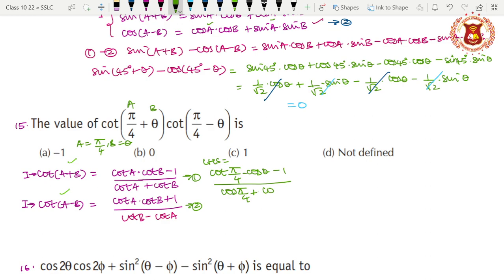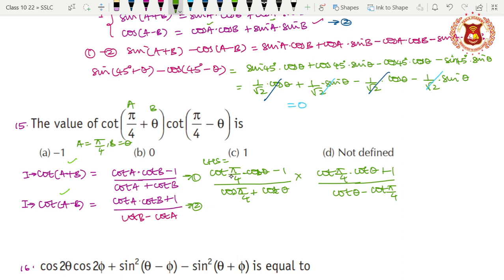plus cot theta. I wrote cos here, it is cot here. Cot theta into cot of a, which is again cot of pi by 4, into cot of b which is theta here, plus 1, whole divided by cot theta minus cot A. Again cot A is cot of pi by 4. Okay. Now you can directly simplify this.